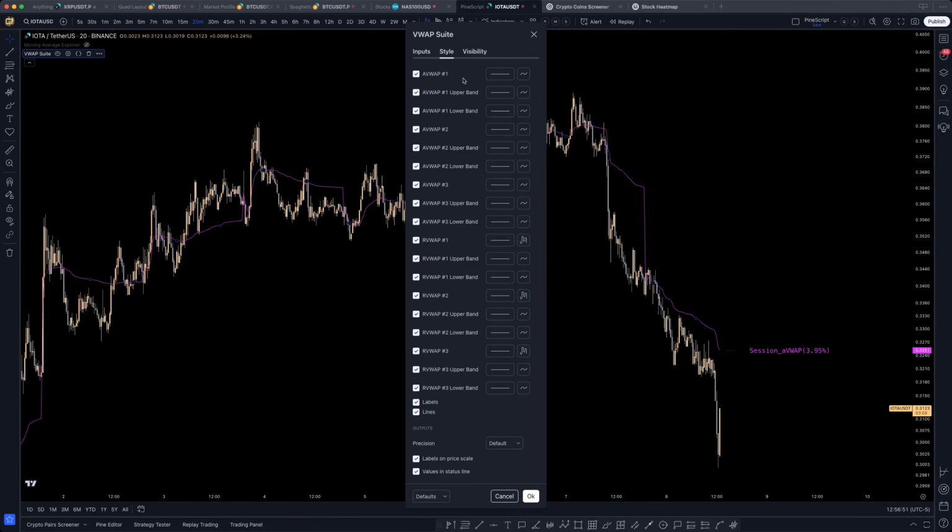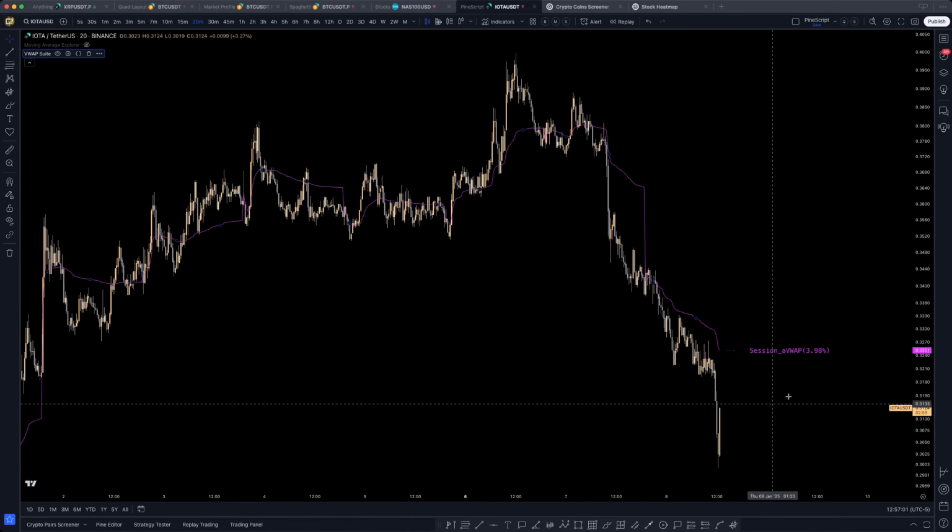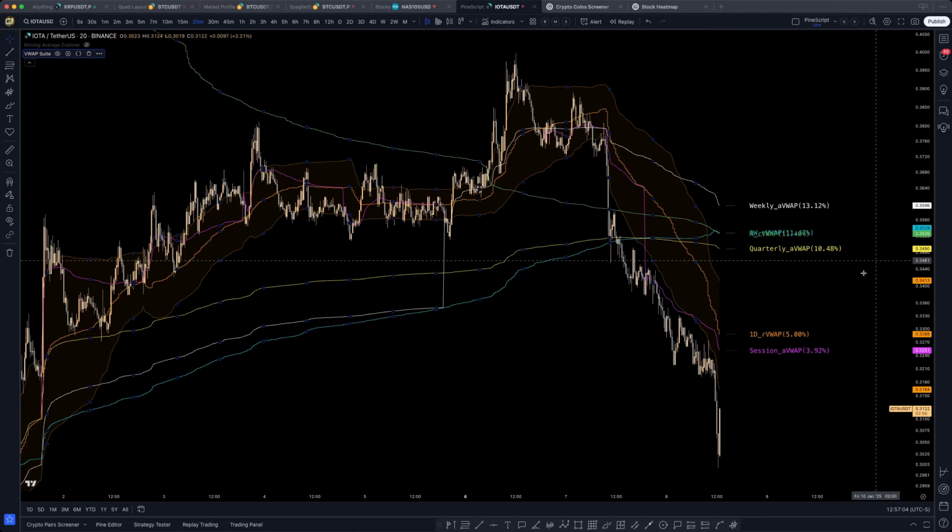And then in the style section here, you could change the type of line. Really, it's just a line or a step line. As you can see with mine, I have step lines on all of my rolling VWAPs, just to give me a clear indication of what the anchored ones are and what the rolling ones are.